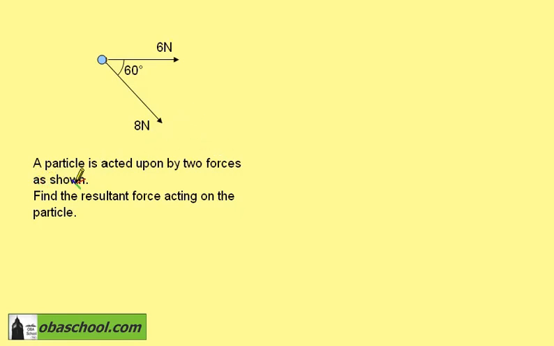A particle is acted upon by two forces as shown. We want to find the resultant force acting on the particle. We can draw a vector diagram. The 6 Newton force acts horizontally and the 8 Newton force in this direction.